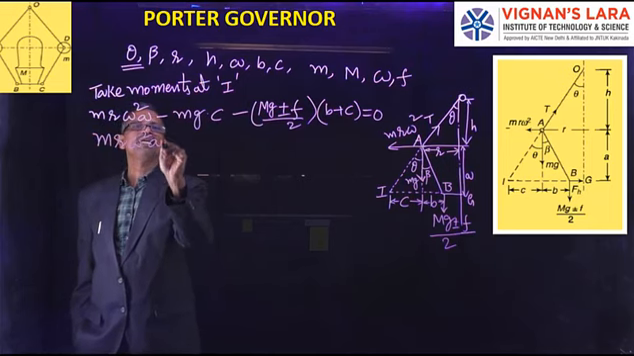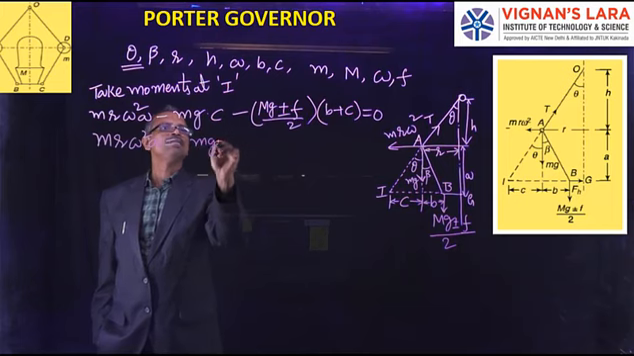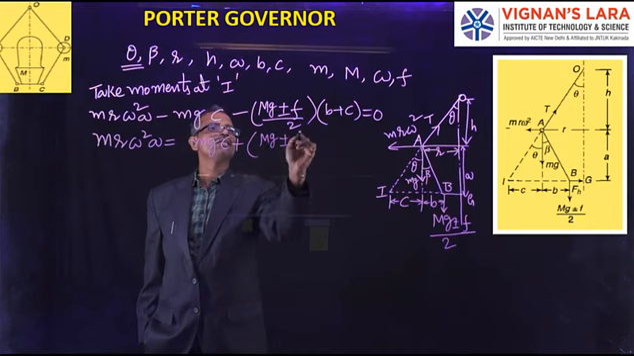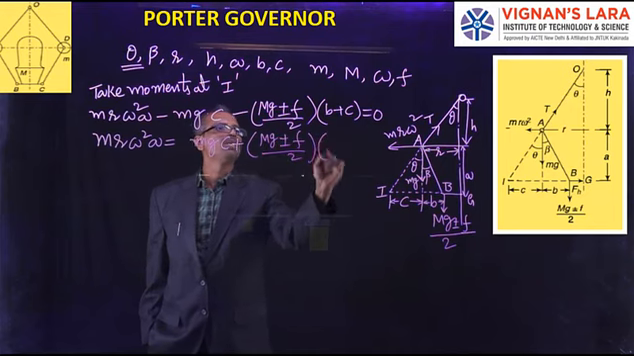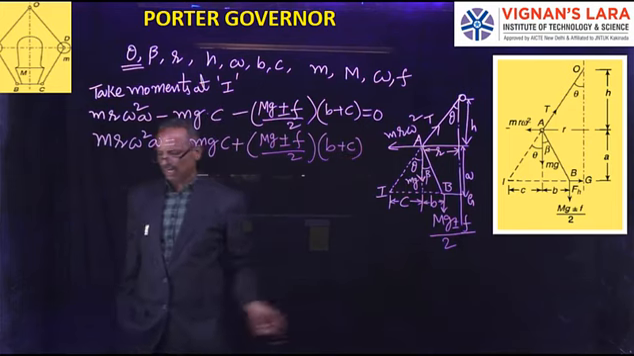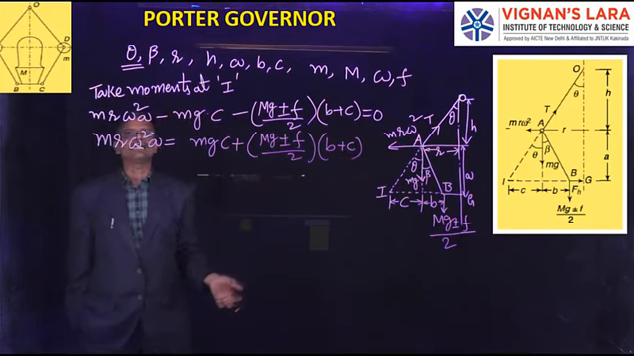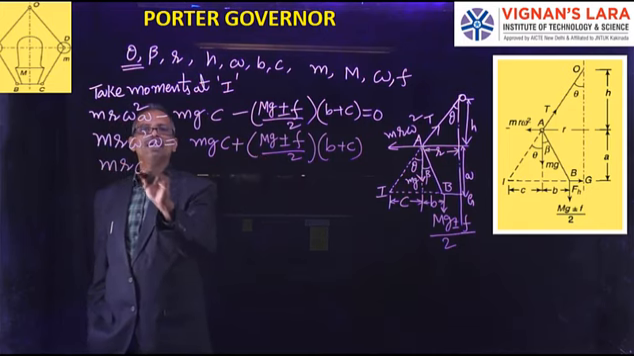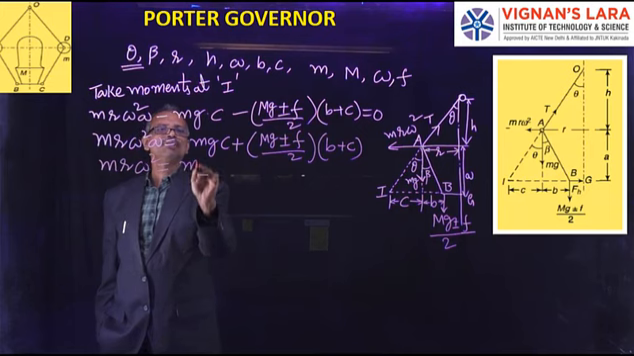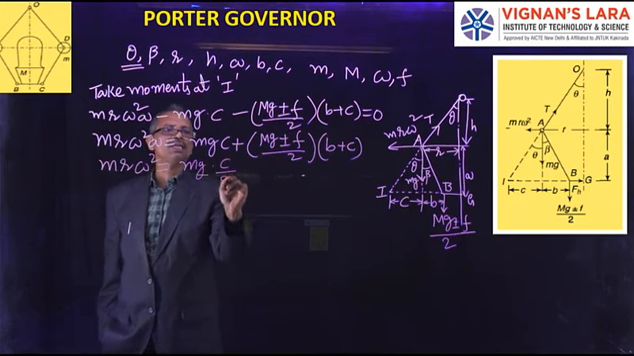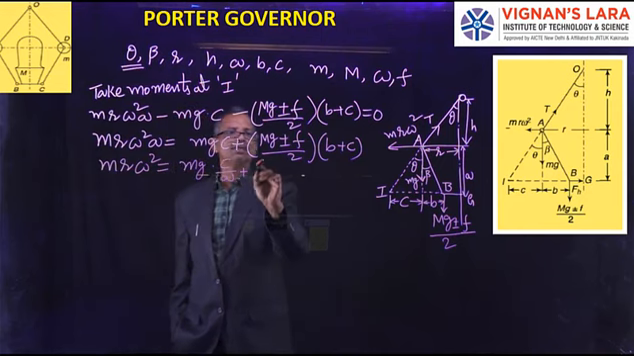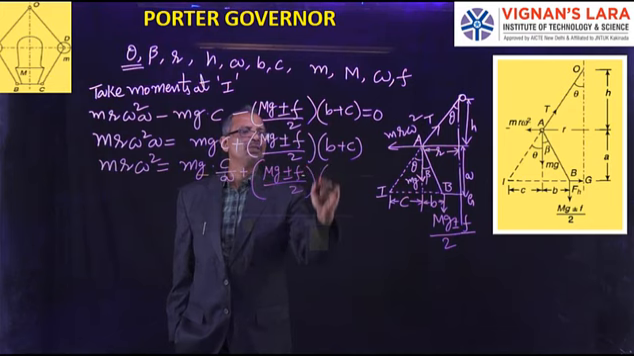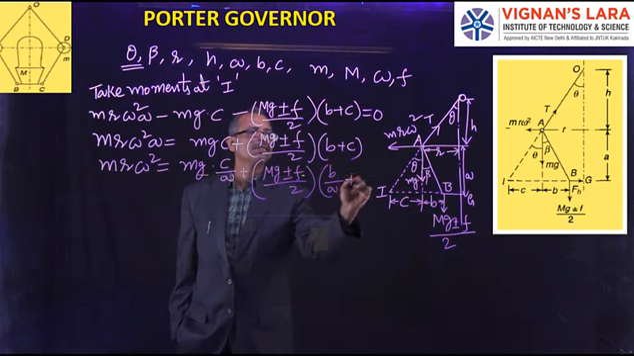mrω²A is equal to mgc plus (mg ± F/2) into (B + C). We have just taken this to the other side. Then divide the entire equation by A, that is, mrω² is equal to mg into C/A plus (mg ± F/2) into (B/A + C/A).